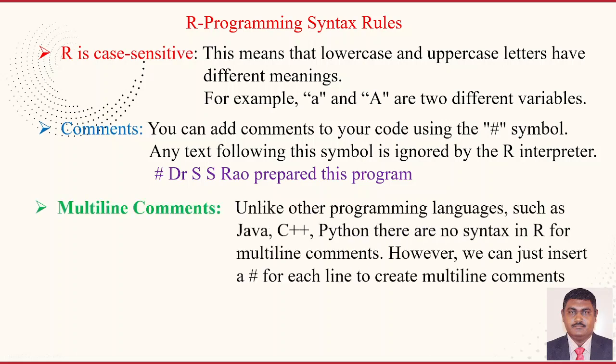Multi-line comments. Unlike other programming languages such as Java, C++, Python, there is no syntax in R for multi-line comments. However, we can just insert # for each line to create a multi-line comment. In Java or C++, you just use slash and star, and whatever lines are included, at the end, again you use star and slash so that those entire lines will be ignored. But here, no such syntax is available in R programming. Only, on each and every line you can use the #.